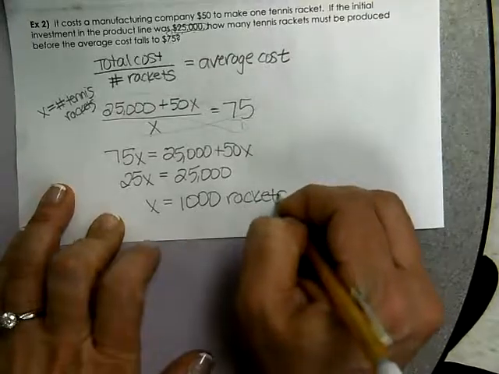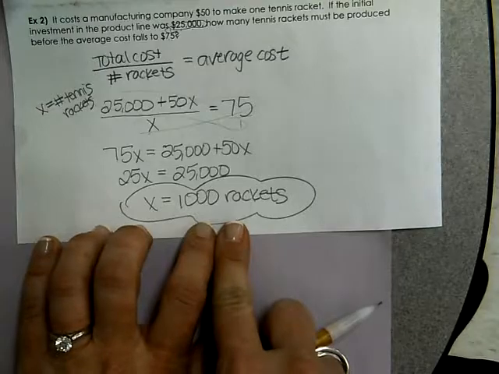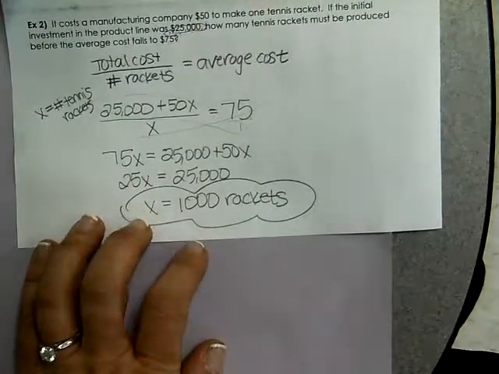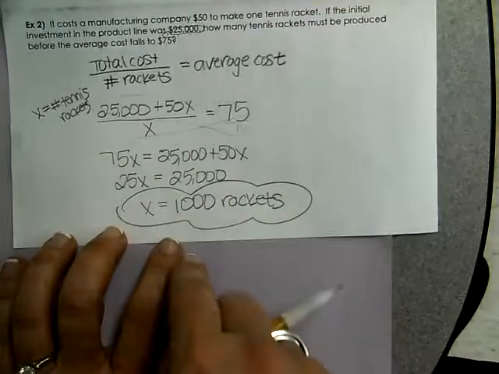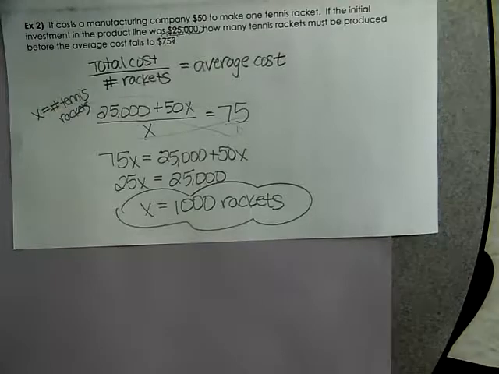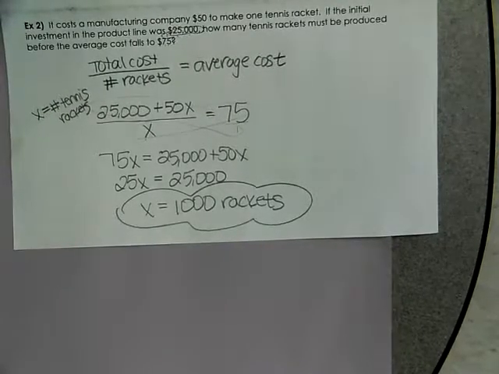So that means that we want to make sure that our company produces 1,000 rackets, and now instead of costing $25,050 to make one racket, now it costs $75 for each of those 1,000 rackets. And I think that should give us a good start on the assignment. And so you guys can start working on that. It's on the assignment sheet.